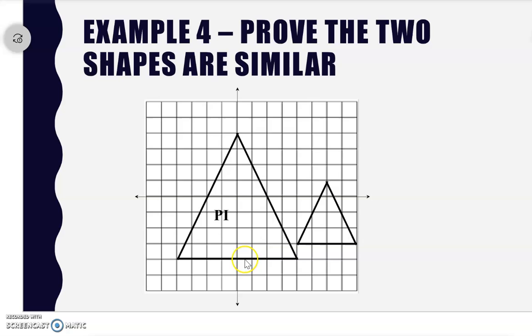Let's count how long the length of this side is. If I count it, it's 1, 2, 3, 4, 5, 6, 7, 8. If I count this one, it's 1, 2, 3, 4. So if I go from 8 to 4, that tells me that 1/2 is the scale factor, right? 8 times 1/2 is 4. So if I dilate this figure by 1/2, I'm going to get it to be the same size.